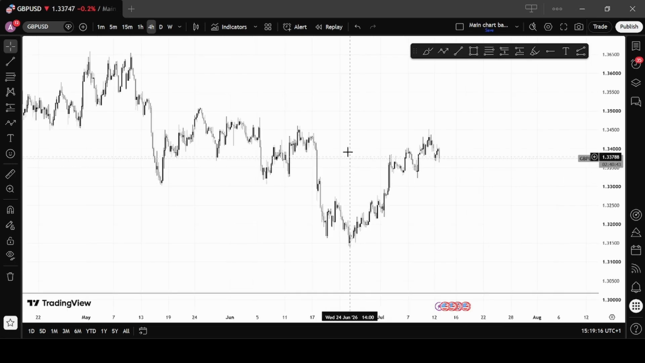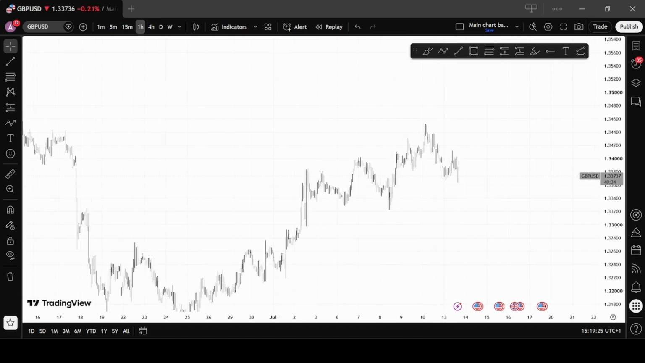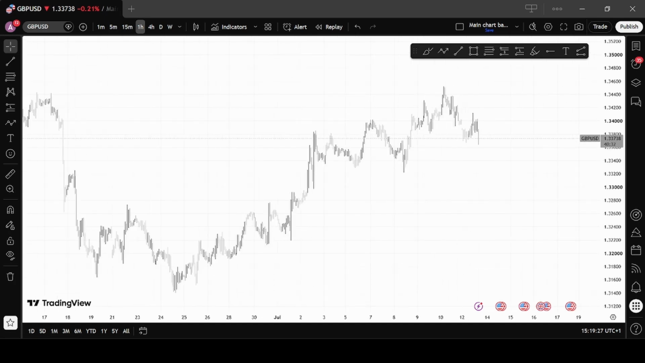So as you can see, this is my lower time frame, which is my 1 hour time frame. Sometimes I can use the 15 minutes time frame, but in this case I want to use the 1 hour time frame because the gap between the 4 hours and 15 minutes time frame is very wide.